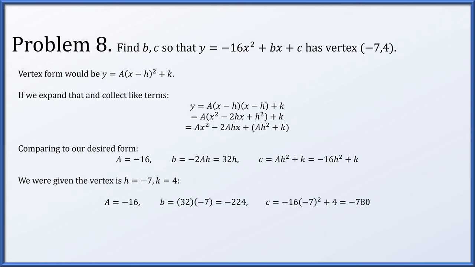So we still know that capital A is negative 16, but now replacing h is negative 7 and k is 4 into our knowledge that b is 32h and c is negative 16h squared plus k, we just have some computation to do and we see that b should be equal to negative 224 and c should be equal to negative 780.